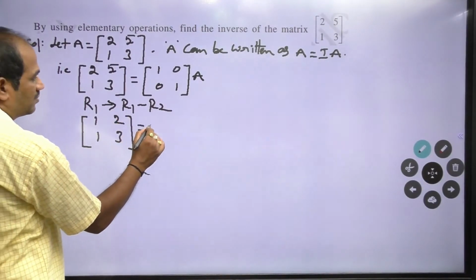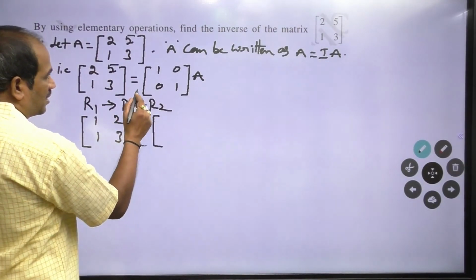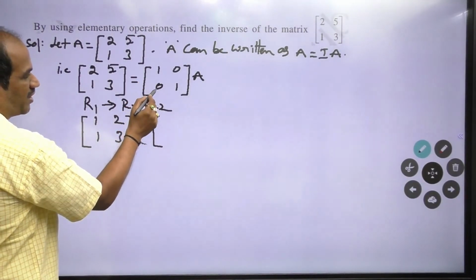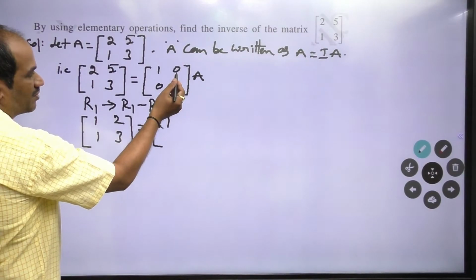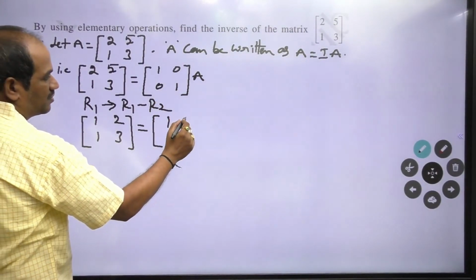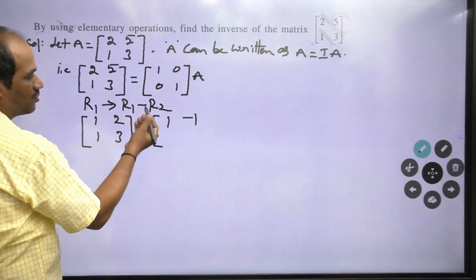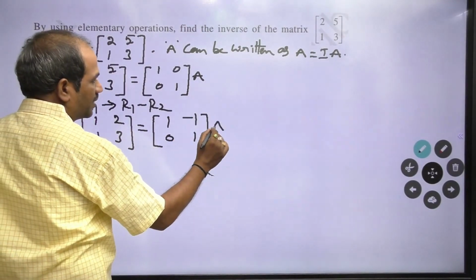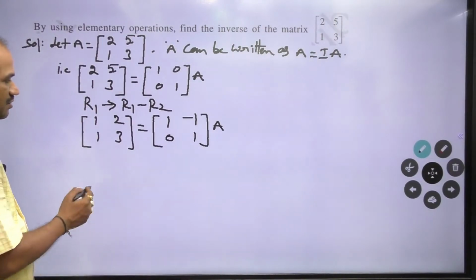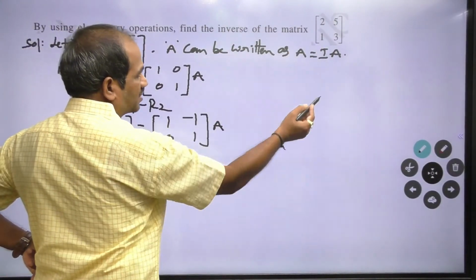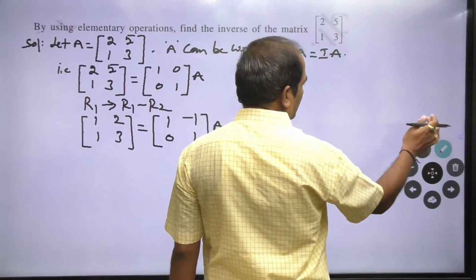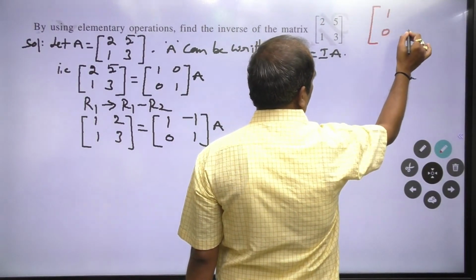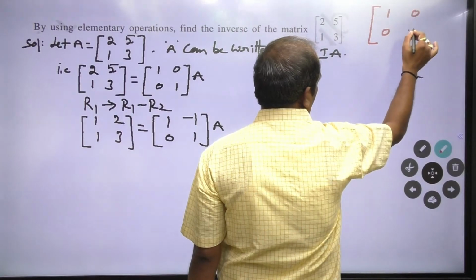So in this matrix, R1 is changing, R1 minus R2: 1 minus 0 is 1. Next R1 minus R2, 0 minus 1 is minus 1. R2 is the same, 0 1, into A. First 1 comes, next we convert into 0. First, here is the identity matrix, 1 0, 0 1.